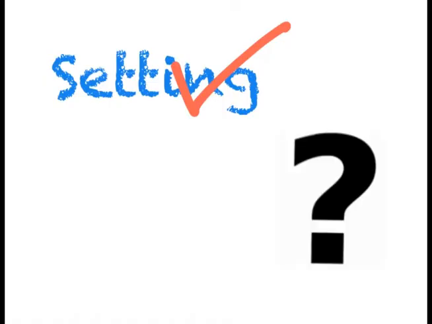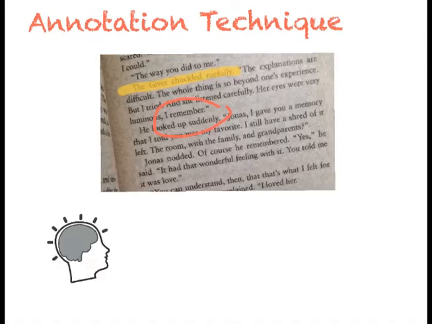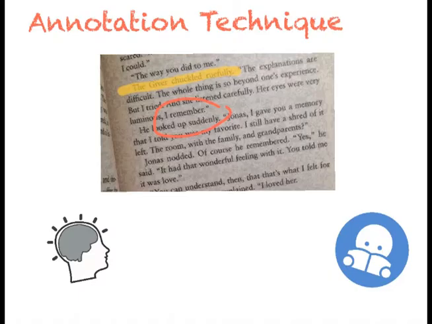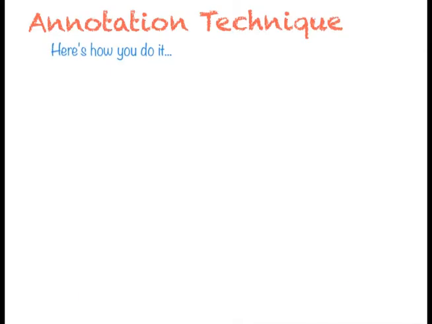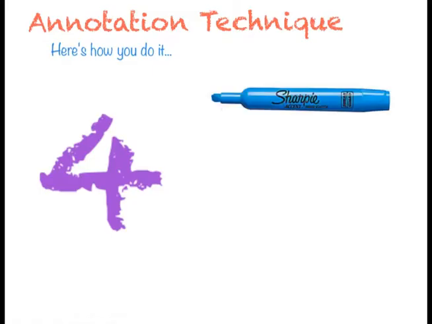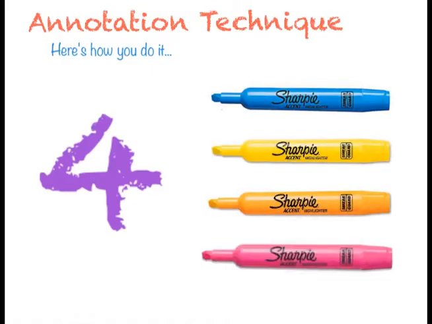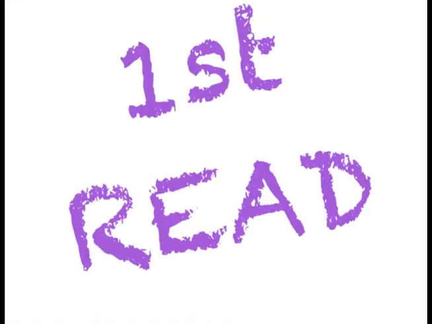Now we know what setting is, but how are we going to find it in the text? Well, we are going to try a new annotation technique that hits all of the critical thinking and reading comprehension strategies that are seen on all of your standardized tests. Here's how it works. We need 4 different highlighters. We need a blue highlighter, a yellow highlighter, an orange highlighter, and a pink highlighter. As I go through the purpose of each highlighter, we'll work through the first 2 paragraphs of the novel together. But before we start, we should always do a first read.